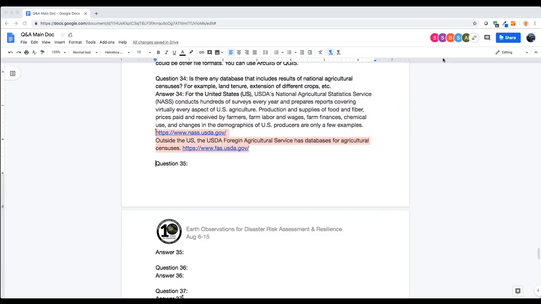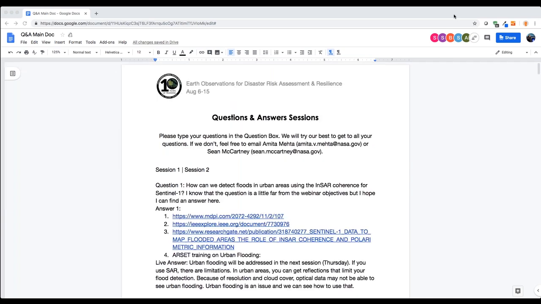So if there are no more questions, we want to thank you all for attending today's session. We will have the next session on Thursday at the same time. That will focus on actually working with data, a demonstration of how to use data with some of the open source tools to aid disaster risk assessment.